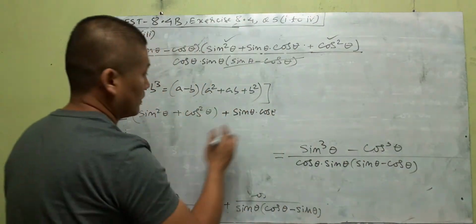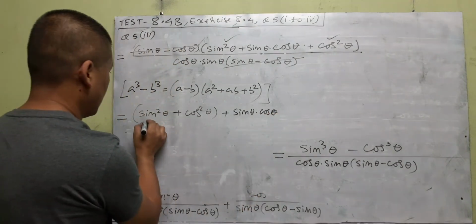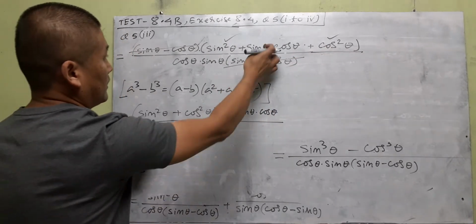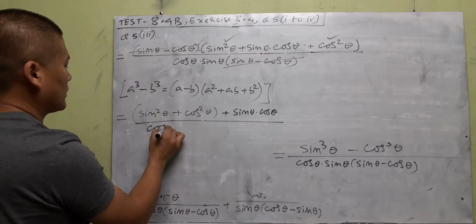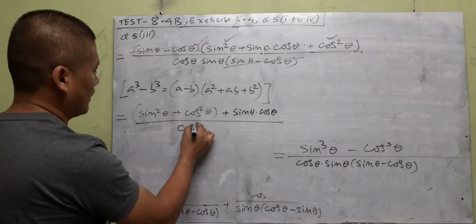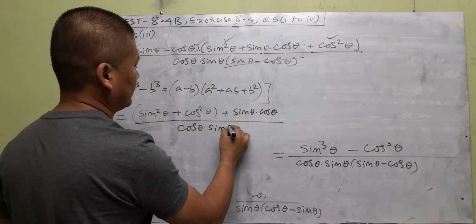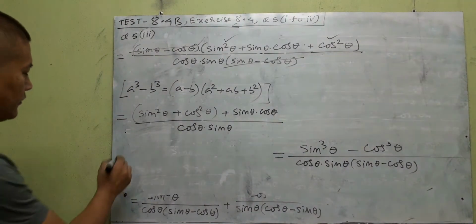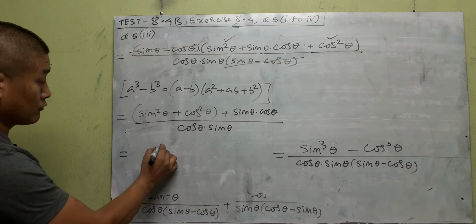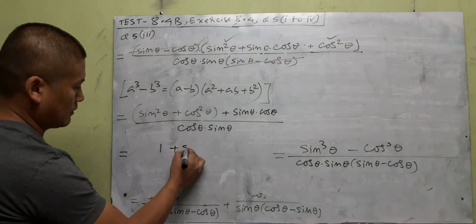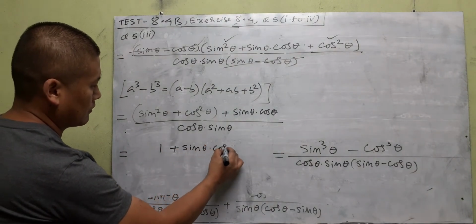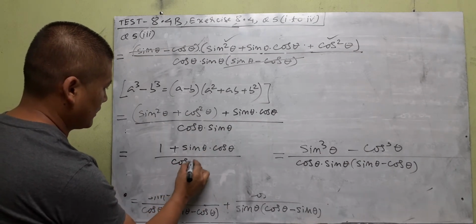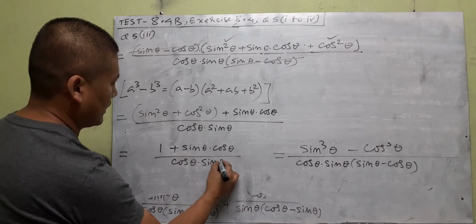So let us just do that: sin theta into cos theta, divided by cos theta into sin theta. This 2 and this one will be the same, cos theta, okay, only cos theta into sin theta is left. The next formula we know: sin square theta plus cos square theta is 1. So plus, sin theta into 1, divided by cos theta into sin theta.